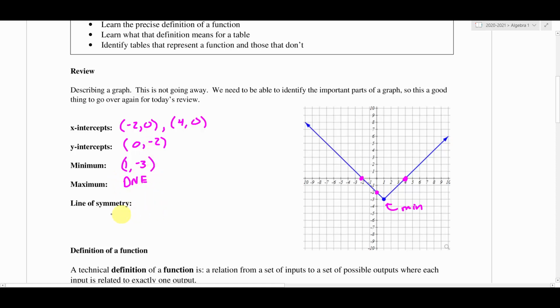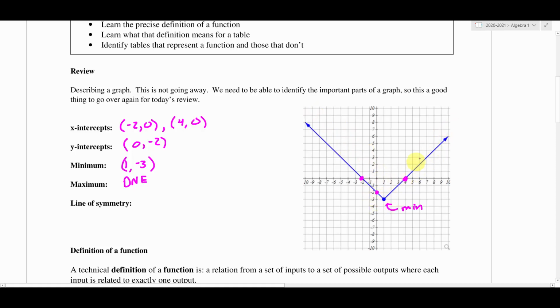All right. The last thing they want us to find is the line of symmetry. And if you recall from previous lessons, the line of symmetry is the line where I would fold the graph in half, right? So I would fold it in half in such a way that one side of the graph is going to land on the other side of the graph.